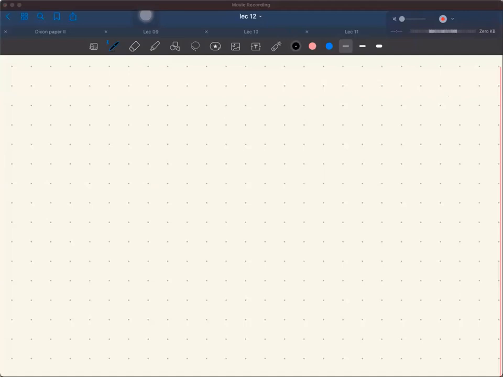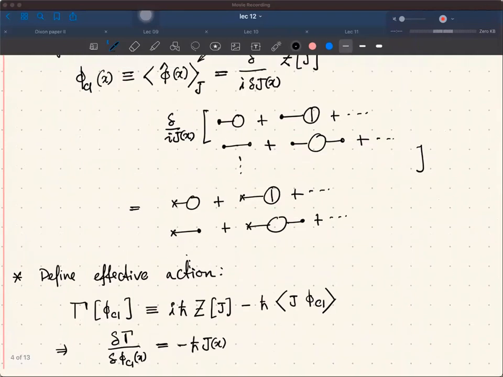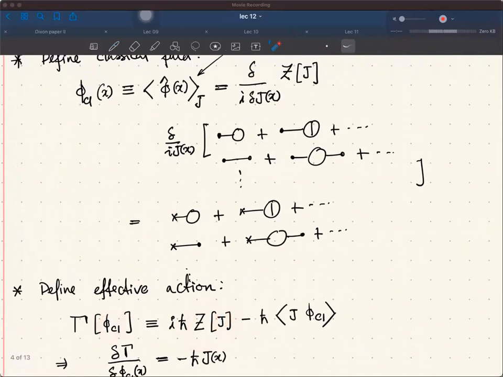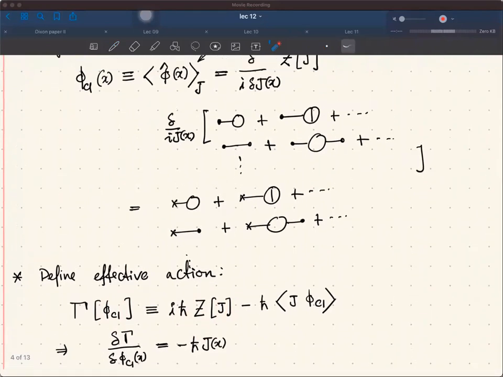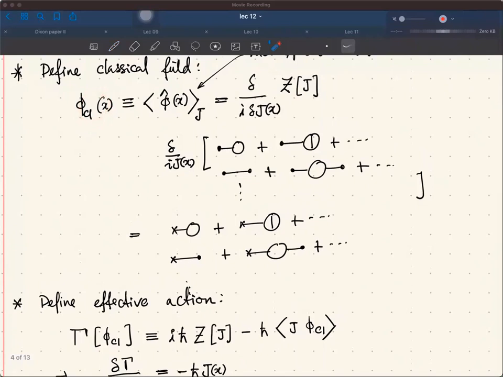Okay, we just defined in the previous slide the effective action. The definition is given here, which is a Legendre transformation of Zj, and the Legendre pair is phi classical and J. So you see that, as a general property of Legendre transformation, J is given by the derivative of gamma with respect to phi CL, and phi CL is given by the derivative of Zj with respect to J.